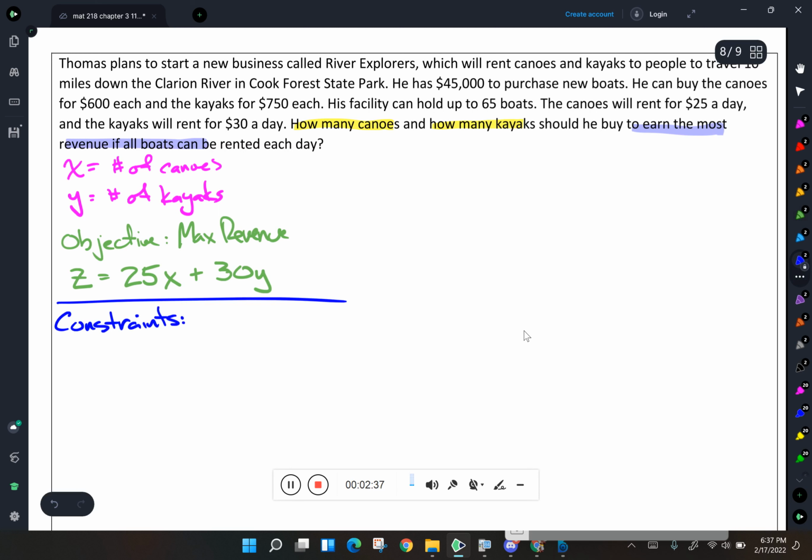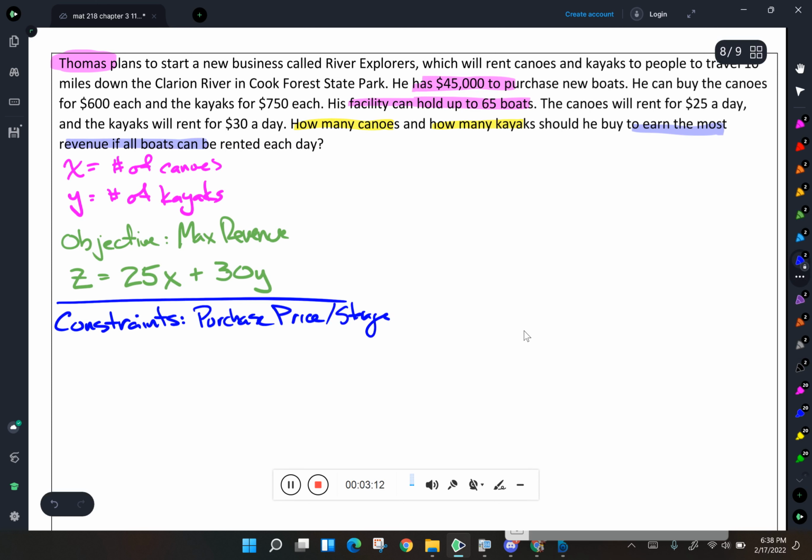Well, reading through the problem, I'm thinking that my constraints are I have $45,000 to purchase, and Thomas's facility can hold 65 boats. Right? So I think my constraints are going to be the purchase price and the storage.